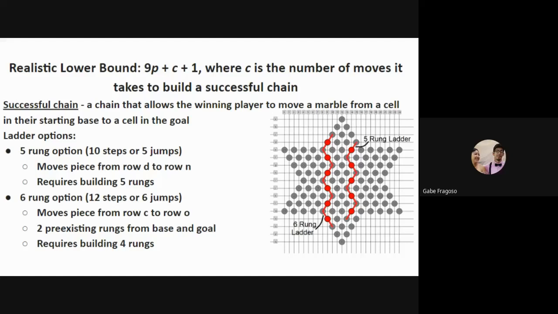There are 2 successful ladders we considered: the 5-rung ladder and the 6-rung ladder. The 5-rung ladder requires the placement of 5 rungs. The 6-rung ladder, however, requires only building 4 rungs, and using 2 pre-existing rungs from the pieces in the base and the goal. In our video, you will see both ladders.